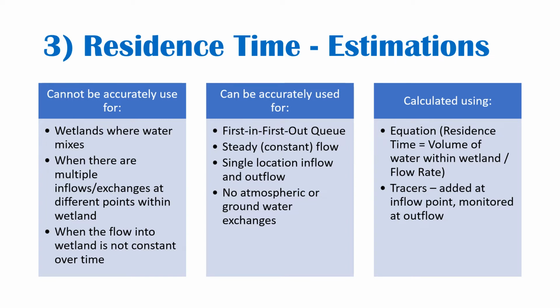And so this is actually very hard to accurately estimate, but you can calculate it using an equation where it compares the volume of water within the wetland to the flow rate, or you can actually use tracers that you can add at an inflow point and monitor where they come out.